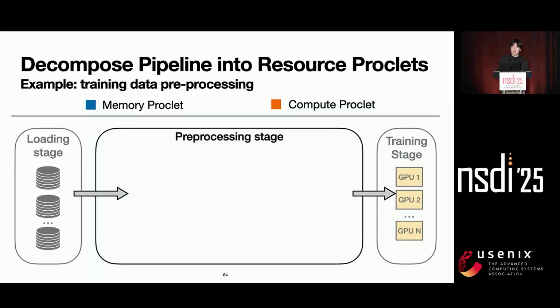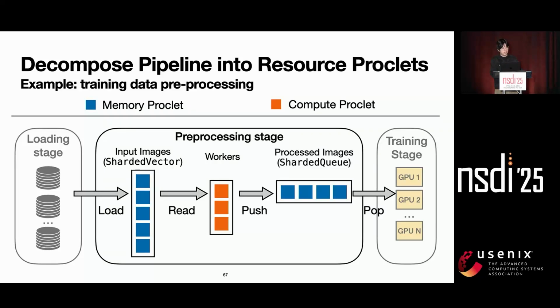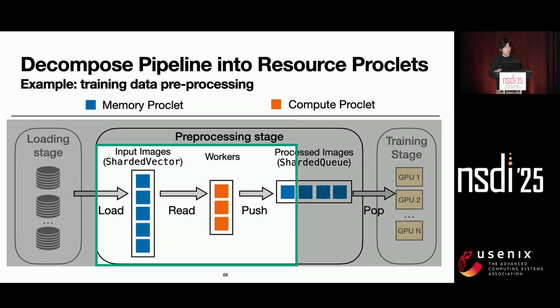With this code in mind, let's see how the overall pipeline decomposes into resource proclets. Images are first inserted into a sharded vector consisting of many memory proclets. They're then processed by compute proclet workers, which push processed images into a sharded queue, consisting, again, of many memory proclets. With this high-level view in mind, let's see how resource proclets interact with one another by zooming into the first phase of the pipeline.